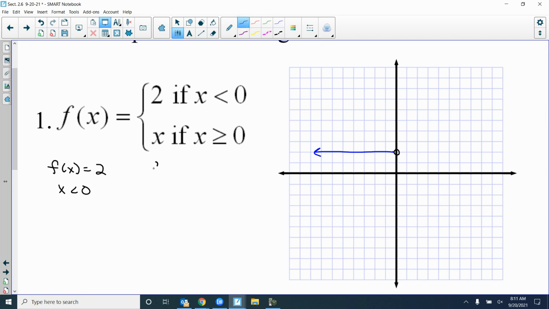Now the second case is f of x equals x. That's our identity function. What's its slope? Slope's 1. Okay, its y-intercept is 0. We use this for x is greater than or equal to 0. Which means when I plug in 0, I get back 0, which will be a solid dot here. It has a slope of 1. So it's going to go all the way up. It's going to look like that.